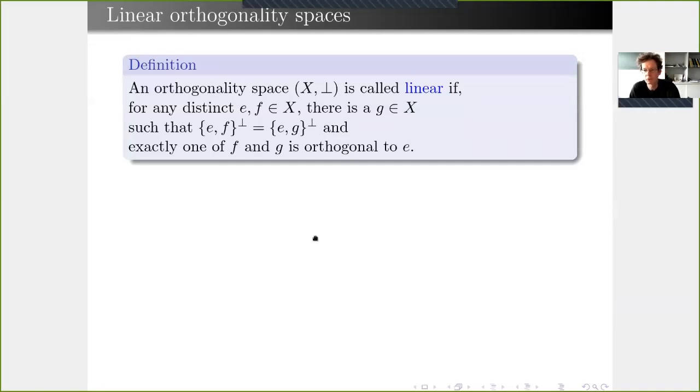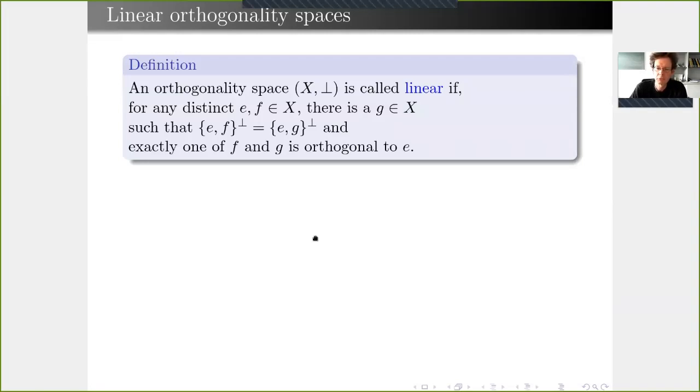Now, the question is, what characterizes orthogonality spaces arising from linear spaces? We call an orthogonality space linear if the following property holds. Consider two distinct elements. So for these distinct elements, there's a third element.